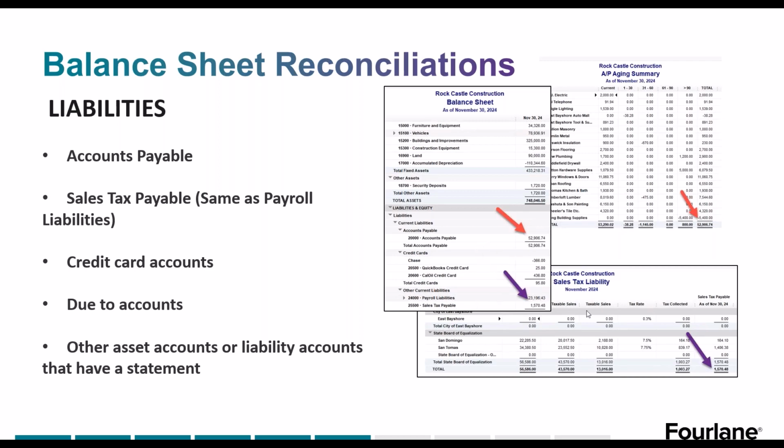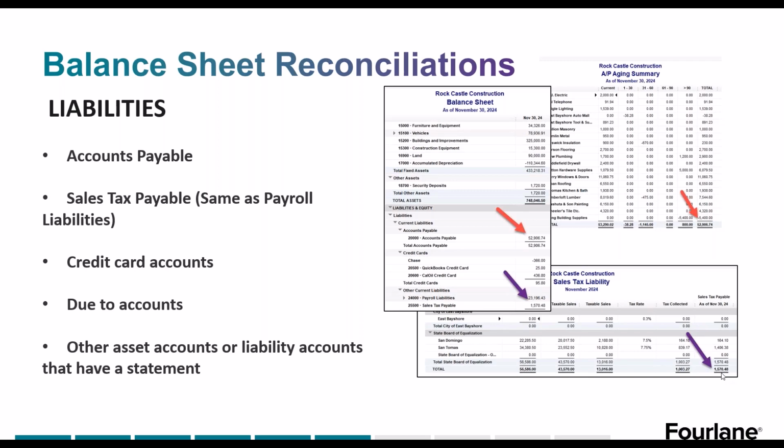Does it match, right? So we're looking at their sales tax liability in this example. We could see $15.70 and 48 cents. And if we pull up your sales tax liability report, it matches. So that's the first thing you want to do. Next, take a look at anything older than 90 days.